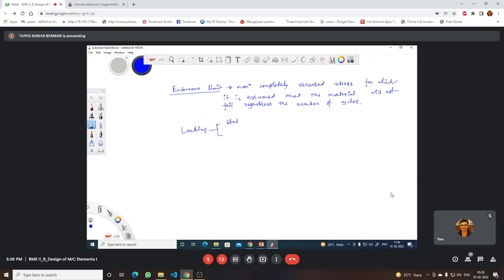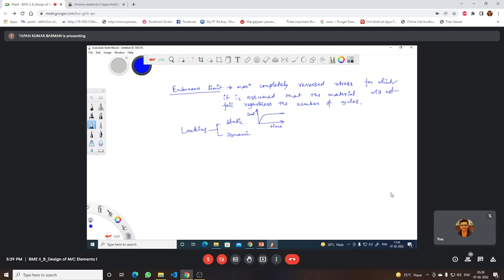Static and dynamic. In static loading, when the load is applied, it should be applied gradually. After reaching its maximum value, it will not change its direction, magnitude, etc.